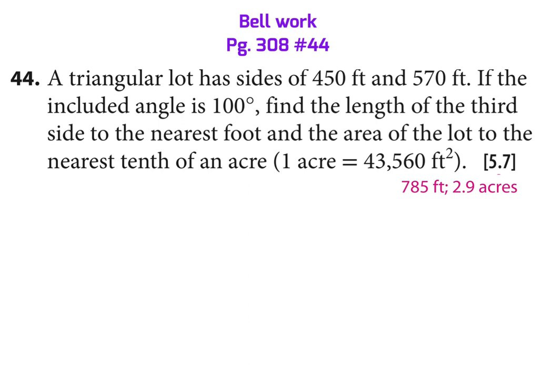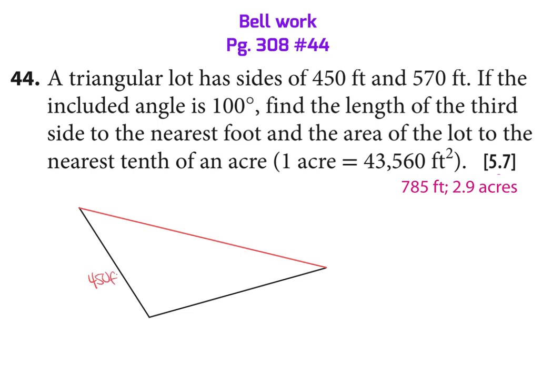If I'm finding the other side, and they have given me two sides, what they've done is they have given me that specific wording, included angle. So if I have 450 feet and then I have 570 feet, make it look like that. They are asking for the length of the third side. They have told me a couple things here. They have said those two side lengths and this angle measure.